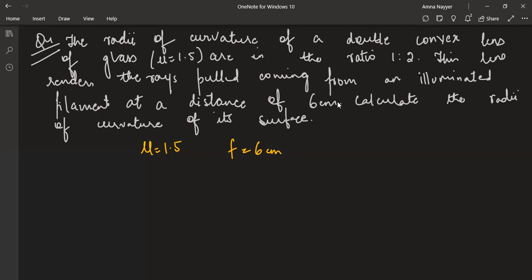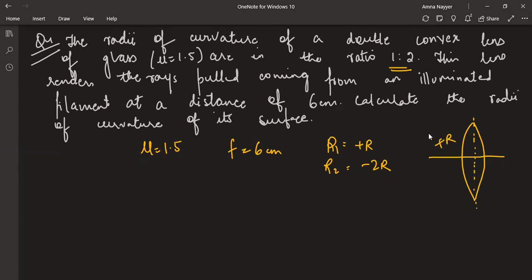See, if R1, first radius of curvature, is R, it's in the ratio 1:2. So R2 will be, directly we'll write it as -2R. Double because the ratio is 1:2, and it will be negative because it is a double convex lens. So this will be plus R, and this will be minus 2R.